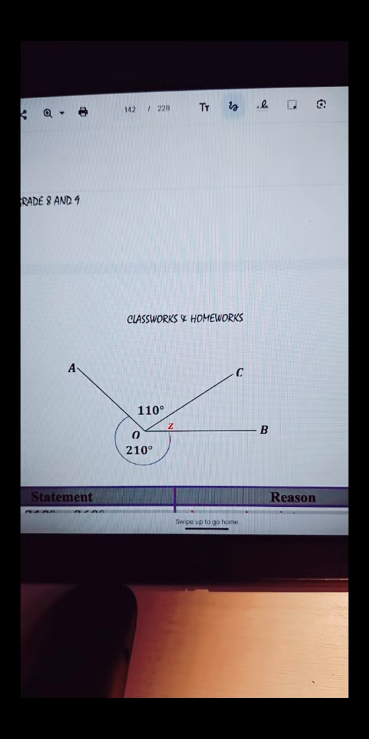Statement, Z plus 110 plus 210 is equal to 360. Reason, angles around a point. Calculation, transposing all the like terms to the right hand side. Sign change. Answer, Z is equal to 40 degrees. You see? Statement, reason, calculation, answer.